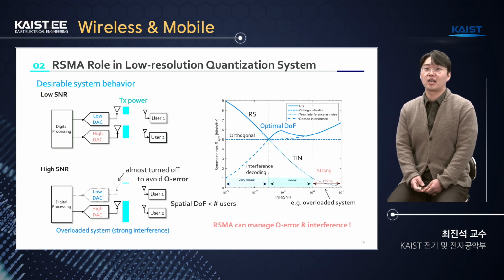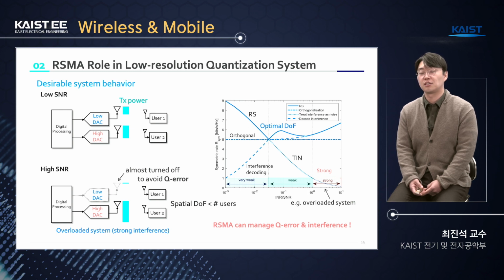So here's the reason why I first introduced this RSMA method. Here's a significant role for the RSMA in low resolution quantization systems. Let's assume we have antennas with low resolution digital to analog converters and high resolution digital to analog converters. Then when we have low SNR, like low signal power, they transmit almost similar transmit power for both the low DAC antenna and the high DAC antenna.